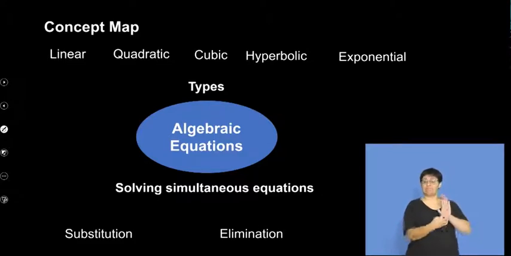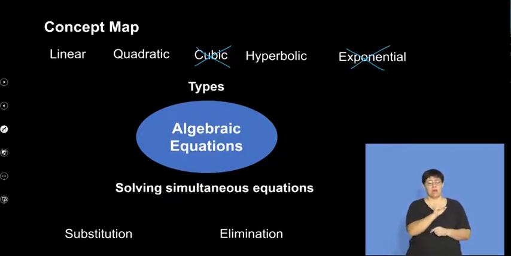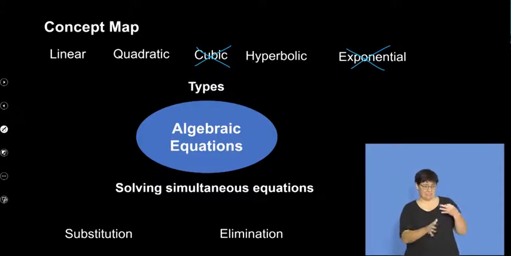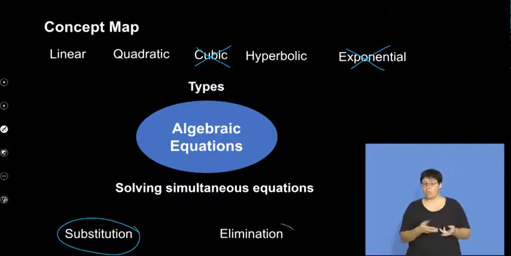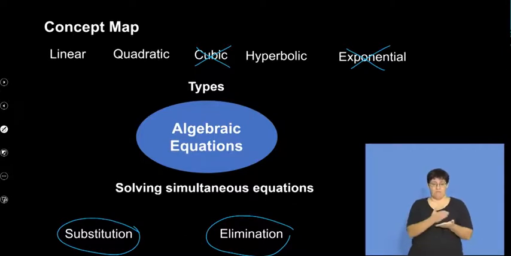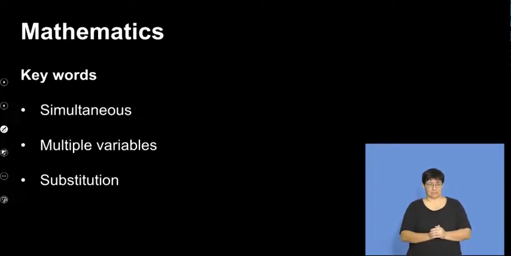Our map for this, remember, algebraic equations, we have different types of them. It's the linear, quadratic, the cubic, hyperbolic, and exponential. For now, the cubic, we're not really going to entertain as yet. And also with the simultaneous equations, we're not really going to look at the exponential one. We're going to solve simultaneous equations using two methods. Remember, the substitution and the elimination method. I'm sure by now you are familiar with them.